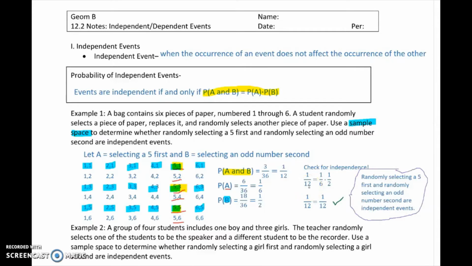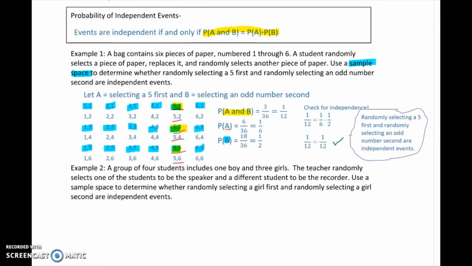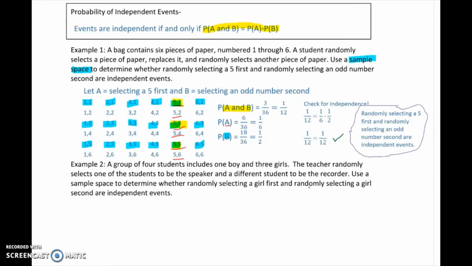Okay, so go ahead and try example 2, same idea, checking for independence with this group of 4 students. But keep in mind that once a person is selected, you can't reselect them. So if you select a boy first, then there are no boys left to select second. Okay, so keep that in mind and think about how that affects your sample space. Go ahead and try that, and then let's come back and check.